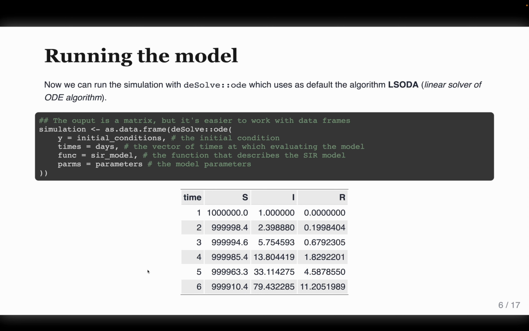Then we can finally run our simulation. As we said before, we will use the deSolve package and specifically the ode function. The ode function will use by default an algorithm called LSODA, the Livermore solver for ordinary differential equations, which is quite smarter than the Euler algorithm. As arguments to this function, we need to pass the initial conditions, the time points, the model that we defined in the previous function, and the parameters.